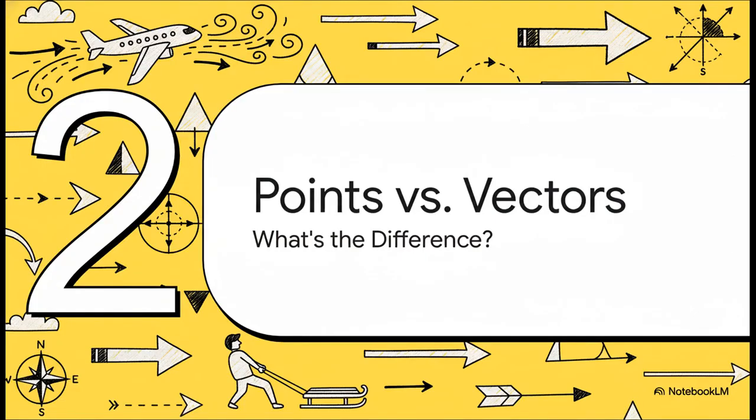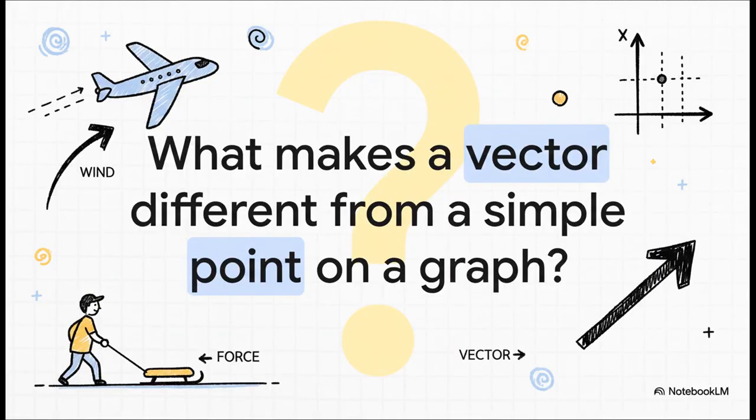Now this brings us to a really common point of confusion. We see coordinates on a graph all the time, and it's easy to mistake them for vectors, but they are fundamentally different things. And believe me, understanding this difference is key. So let's just ask the question directly. If you have a point at location (3, 4) and a vector written as [3, 4], what's the big deal? I mean, they look almost the same, right? Parentheses versus brackets, but they're telling us completely different stories.